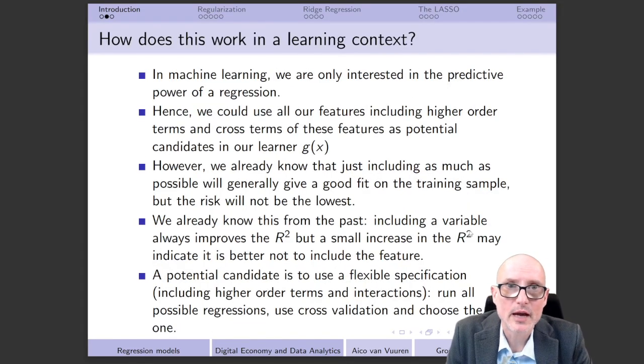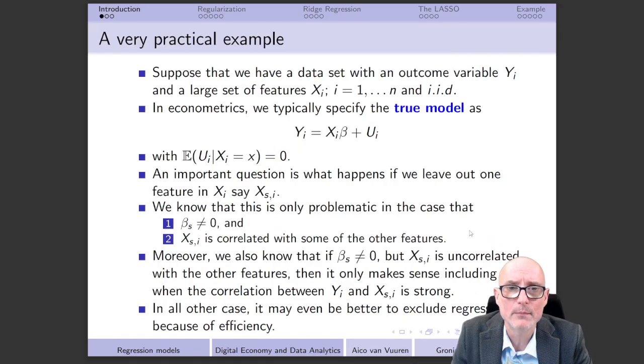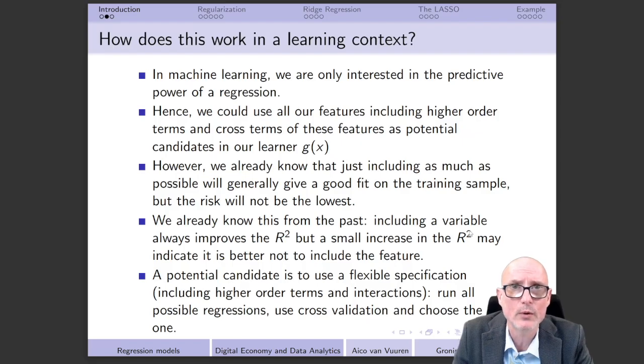Now the question that arises is, how does this actually work in a learning context? Well, in a learning context, many of the things that I said on the previous slide are not that relevant anymore. We are not that much interested in consistency or unbiasedness. We might even not be that much interested in efficiency. The only thing that we're really interested in is the predictive power of the regression. We simply want a regression that is as good as possible.